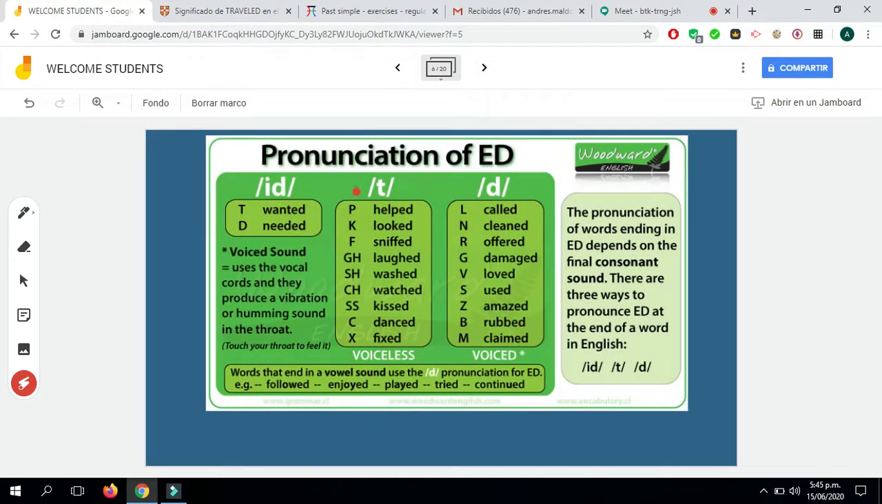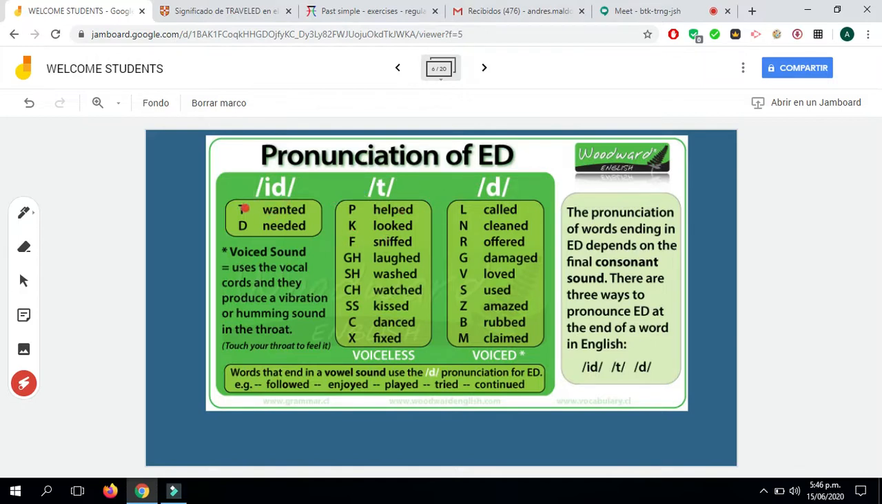Okay, now pay attention. As I told you before, in past simple, the pronunciation is really important. I think that maybe this is a little bit complex, but as with everything in life, it's practice. If you continue practicing, your pronunciation is going to be better. So pay attention. In past tense, the correct pronunciation of the regular verbs depends on some rules.